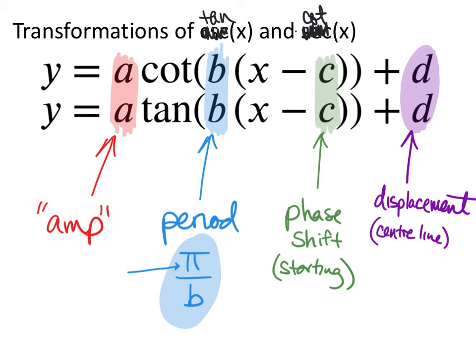C and D are the same. They affect the starting position, so phase shifting, starting at left and right, or the displacement, which is the center line.